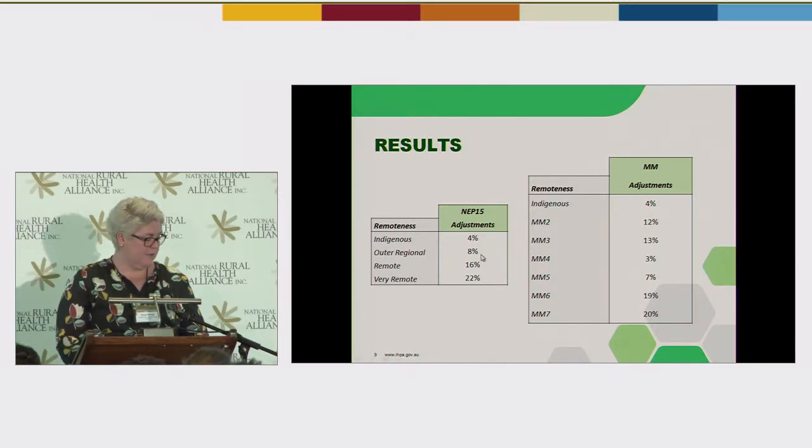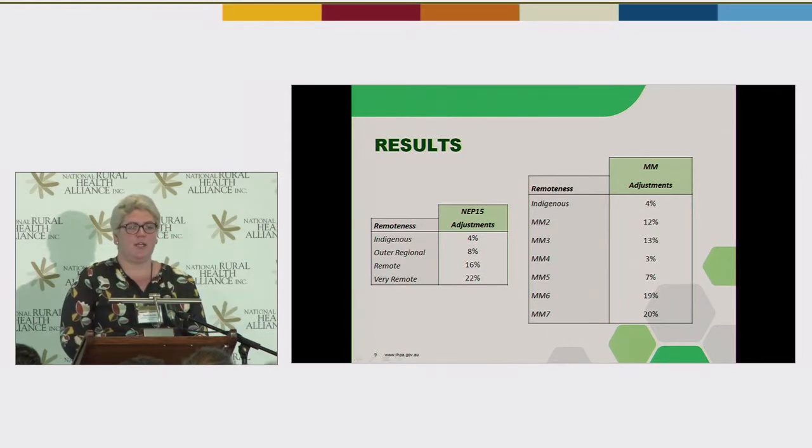And then similarly for Indigenous patients are on average 4% more expensive, and then we also have remote and very remote areas, the adjustments for those areas. On the right is the updated analysis we did using Modified Monash in place of RA. And we got some interesting results. So the Indigenous adjustment remains the same as expected.